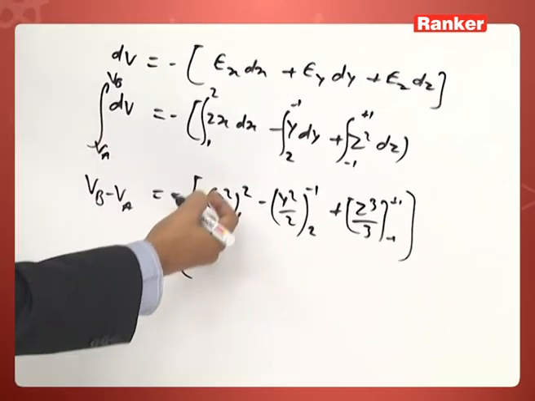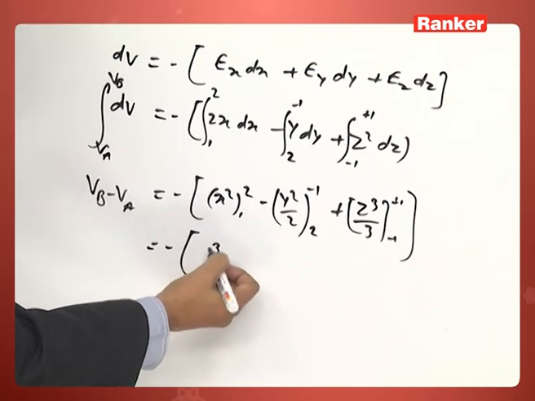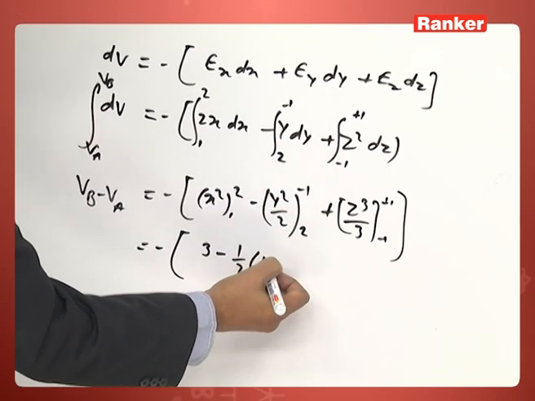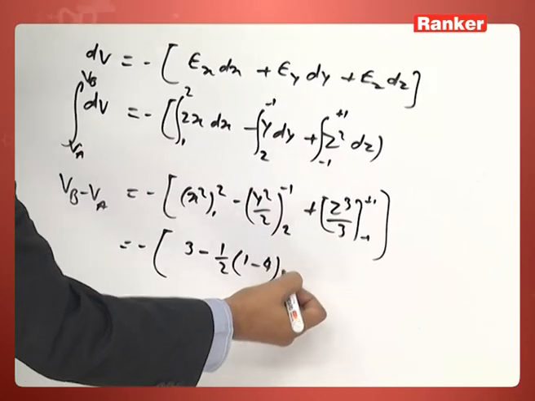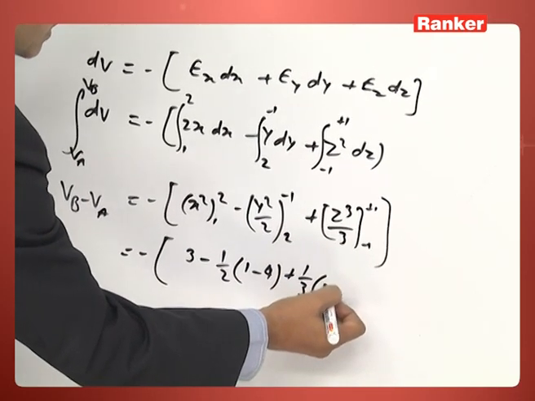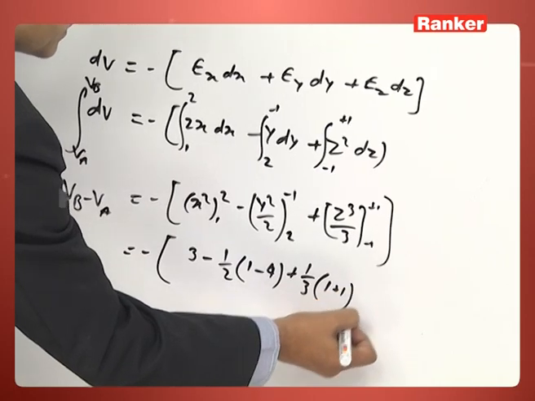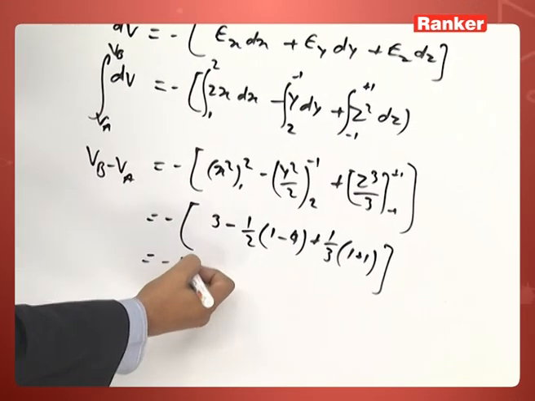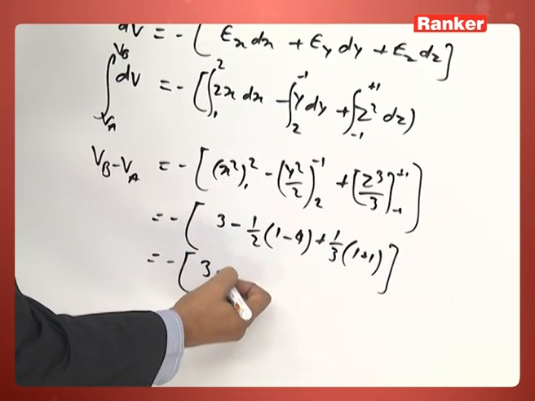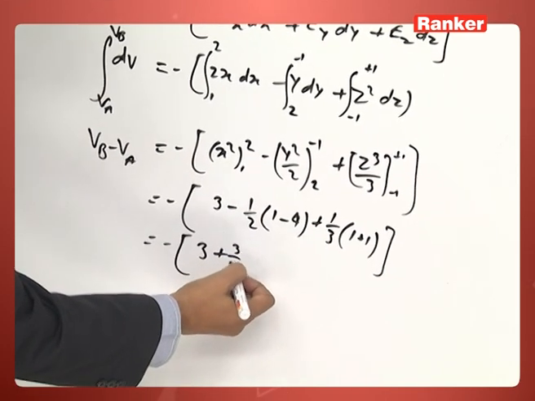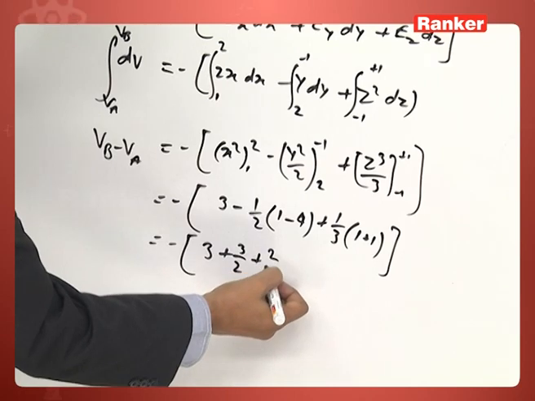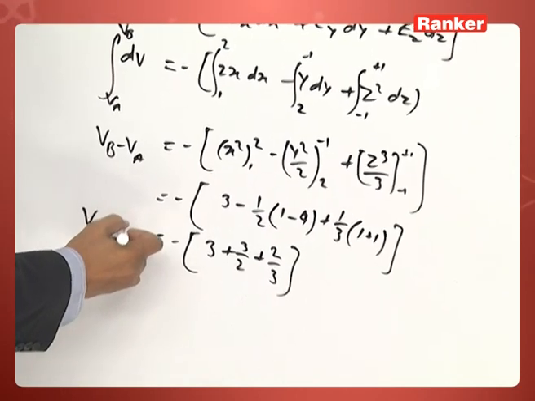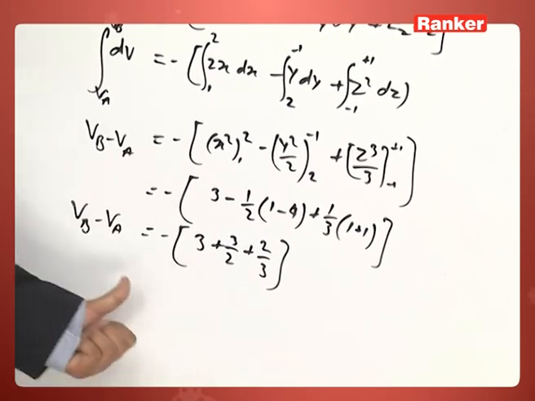So minus, this will be your 4 minus 1, 3, and this is your 1 by 2, y square means 1 minus 4, and then this will be your 1 by 3, 1 minus 1. Now simplify further: minus 3 here plus 3 by 2, and this will be plus 2 by 3. Then we can simplify. So, this is the potential difference between point B and A.